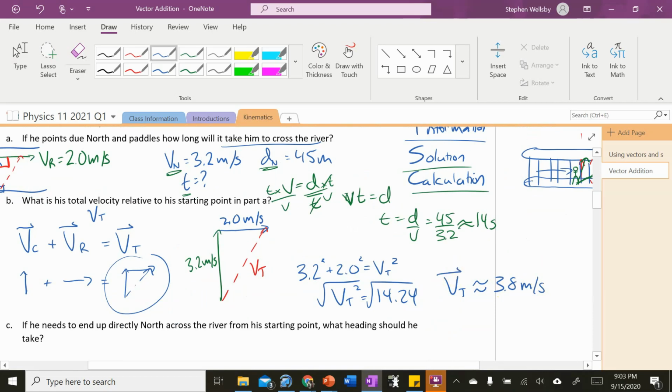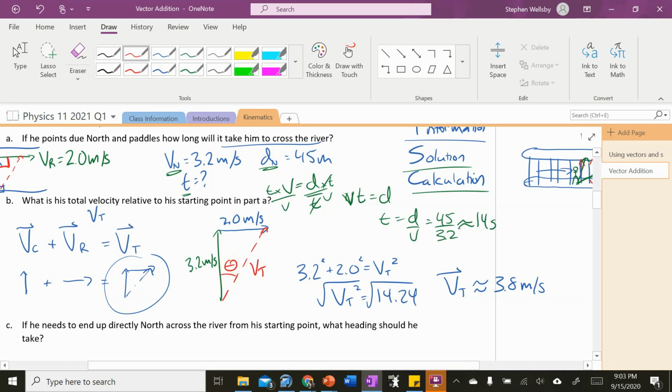But wait, this is a vector. Whenever we're describing a vector, we can't just stop at the magnitude, because then I'd be asking you for the speed. But I really want to know the velocity. So what is the extra bit of information I need when I'm giving a vector? Well, I need the magnitude. I also need the direction.